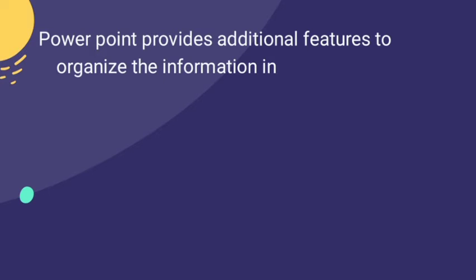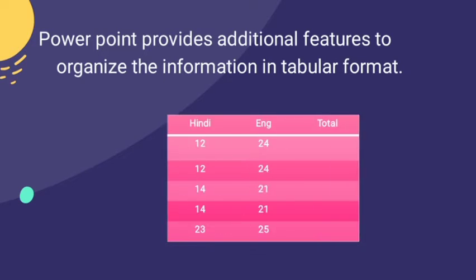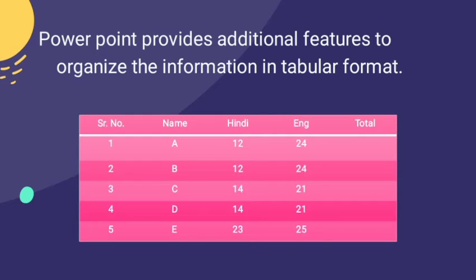PowerPoint provides additional features to organize the information in tabular format, means in the form of a table. So you can see one table is there. Here, serial number, name, Hindi, English and total are the attributes of the columns. Serial number has values 1 to 5. Similarly, name has values A to E. Hindi has its different marks and English also.